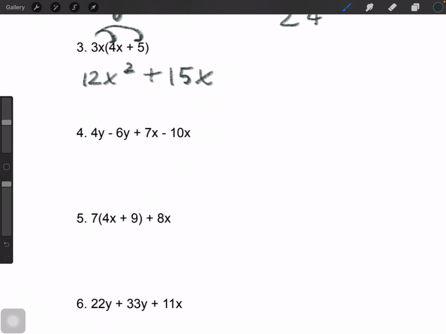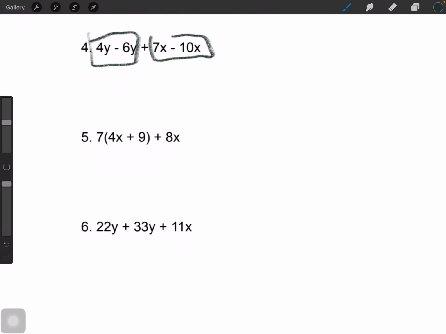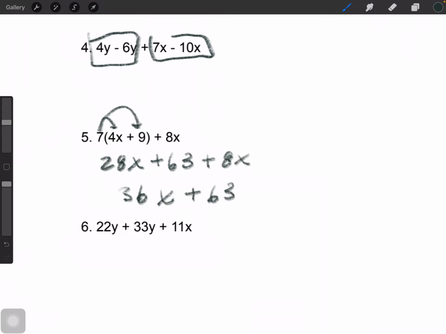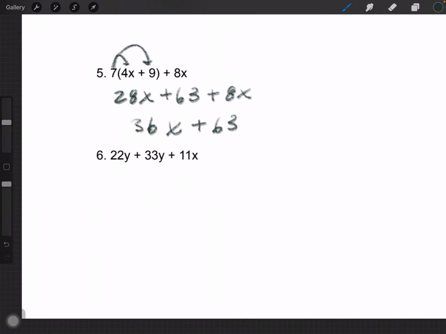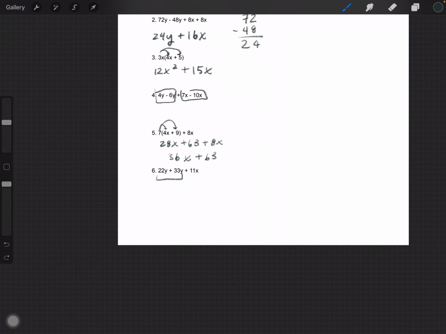And the next one, you can combine these and these. The terms will be negative, it seems. For this one, you want to distribute these to make 28x plus 63. And remember, don't forget the plus 8x at the end. You can see these two you can combine to make 36x plus 63. And this last one over here, you can combine these two and leave that one the way it is.